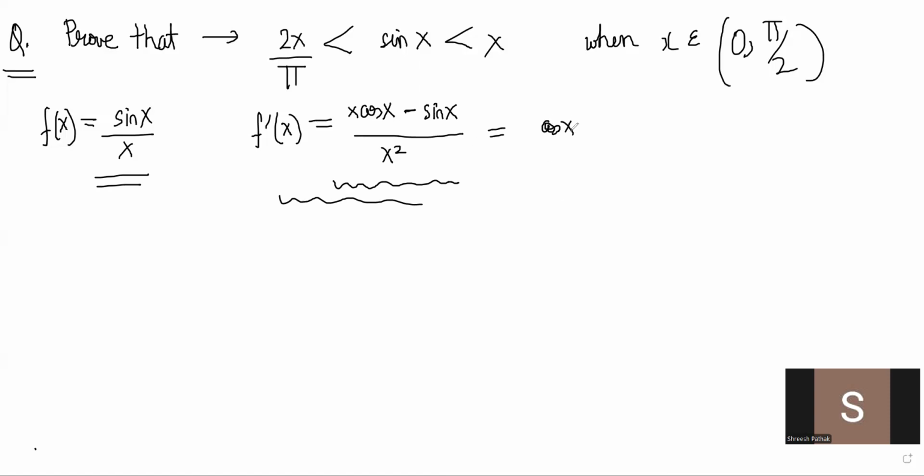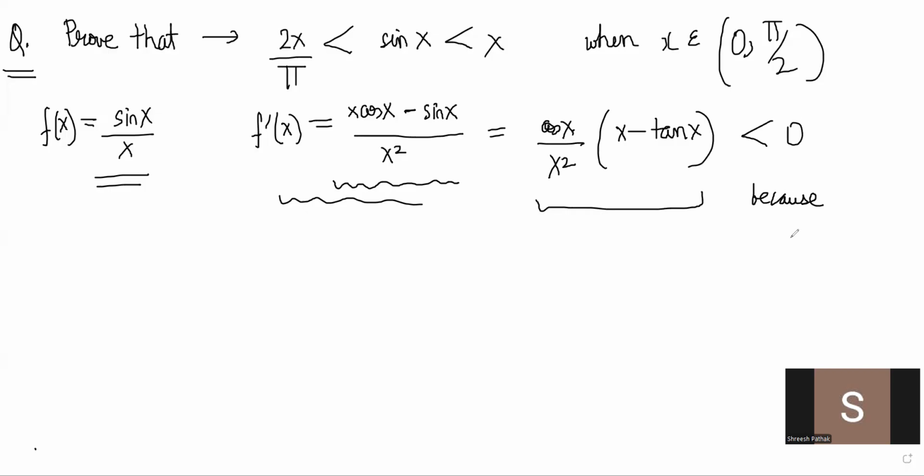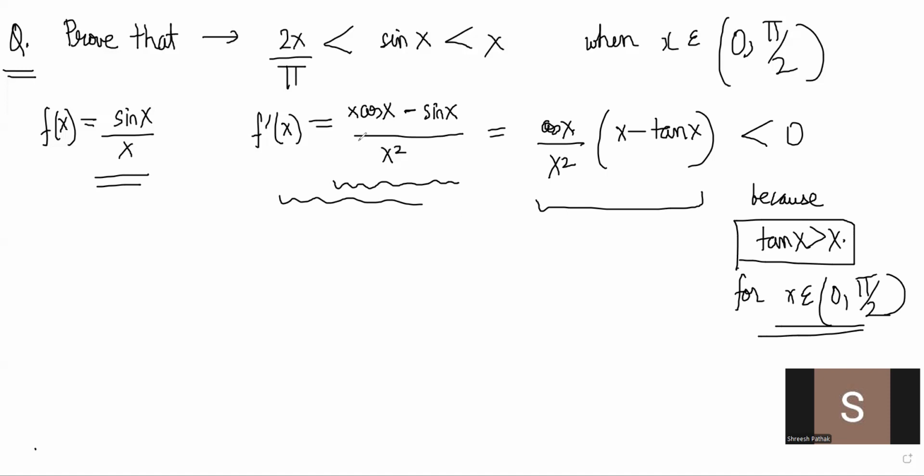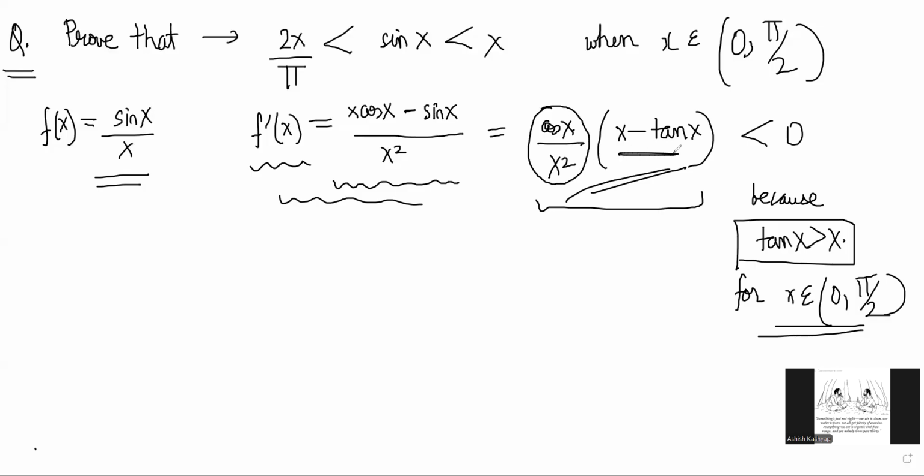Okay, so differentiating the numerator, cos x minus cos x will be what remains. This is my derivative. This is positive. This is negative. So f dash x is negative. So now we know that this function is decreasing.